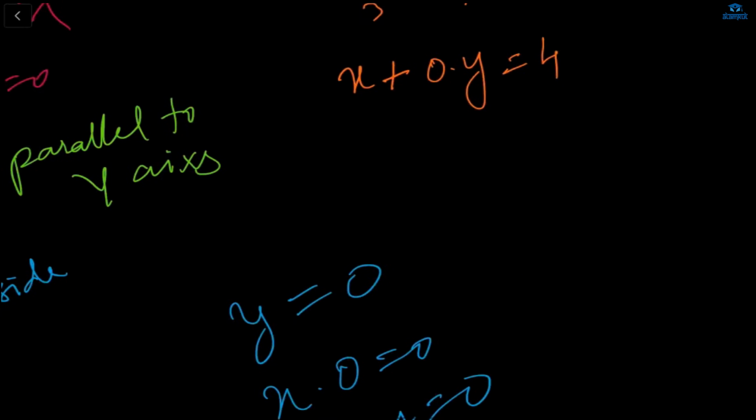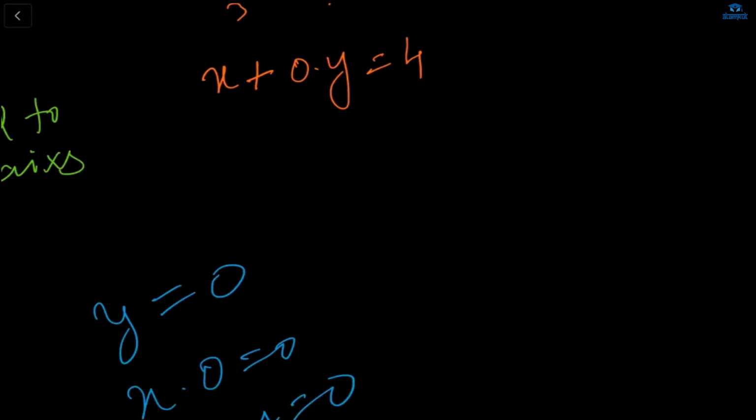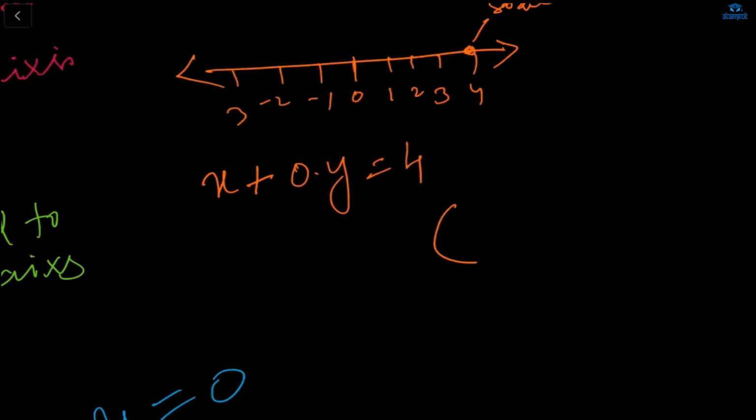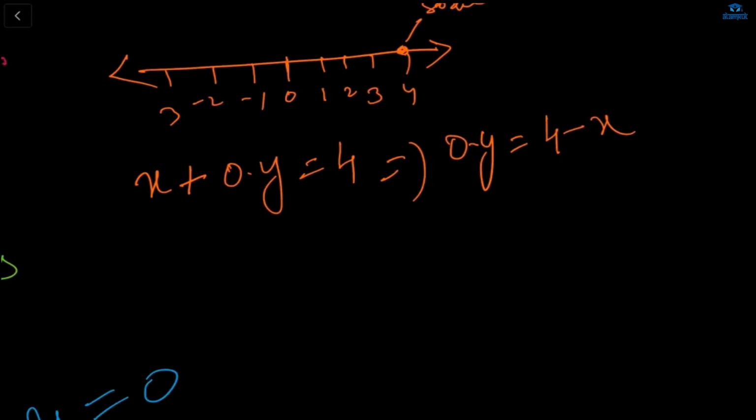Now, I need to find various points to plot on the graph. X will always be 4. You can keep different values of y. Whenever we are plotting a graph, I told you, always make the equation in the form y is equal to mx. So if I change it to y is equal to mx, it will be 4 minus x. Am I right?